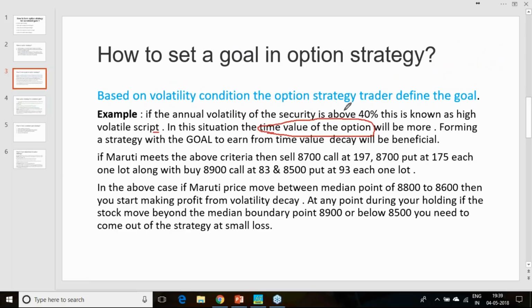The option premium has two parts, one time value and one intrinsic value. So any instrument having a higher volatility, its options will have the higher time value. So in this particular situation, my goal will be to earn from the time value decay.